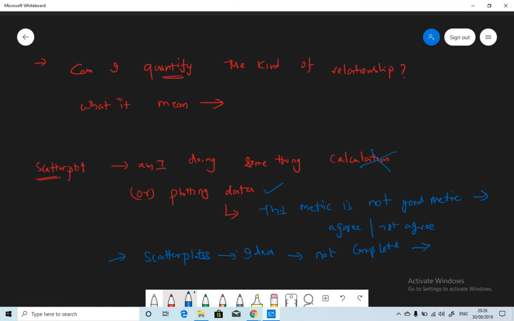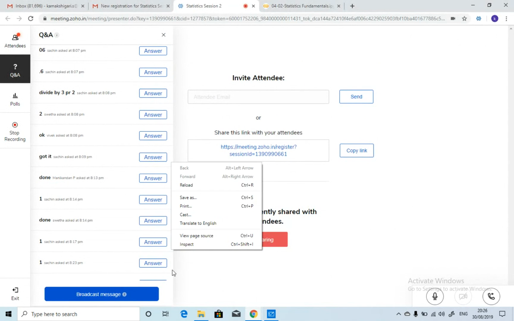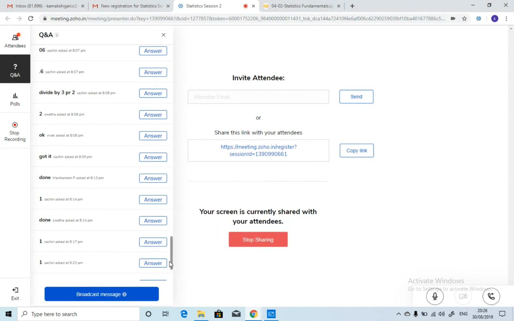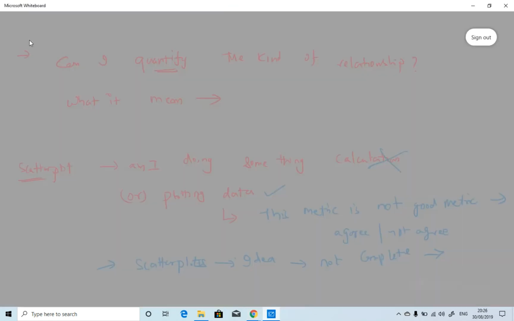Guys, are you able to understand? Are you able to understand? Yes, no, maybe. Yes. Now we are going to understand. Now how do we quantify?